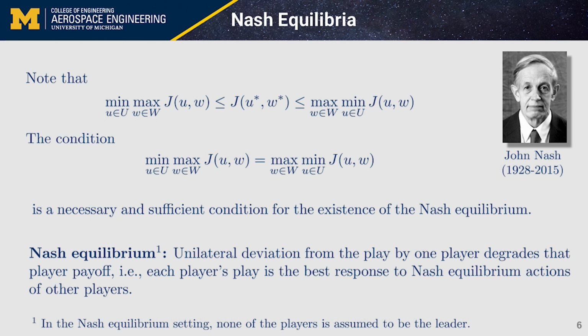Now, if you evaluate the cost on the values U star, W star that we constructed, you can show that it is between min with respect to U of max with respect to W, and max with respect to W of min with respect to U. If these two bounds happen to be equal, then you have the so-called Nash equilibrium, named after John Nash. It's a fairly basic and very familiar concept in game theory that's often used. The idea of Nash equilibrium is that any unilateral deviation from the play by one player degrades that player's payoff. So each player's play is the best response to the Nash equilibrium actions of other players.